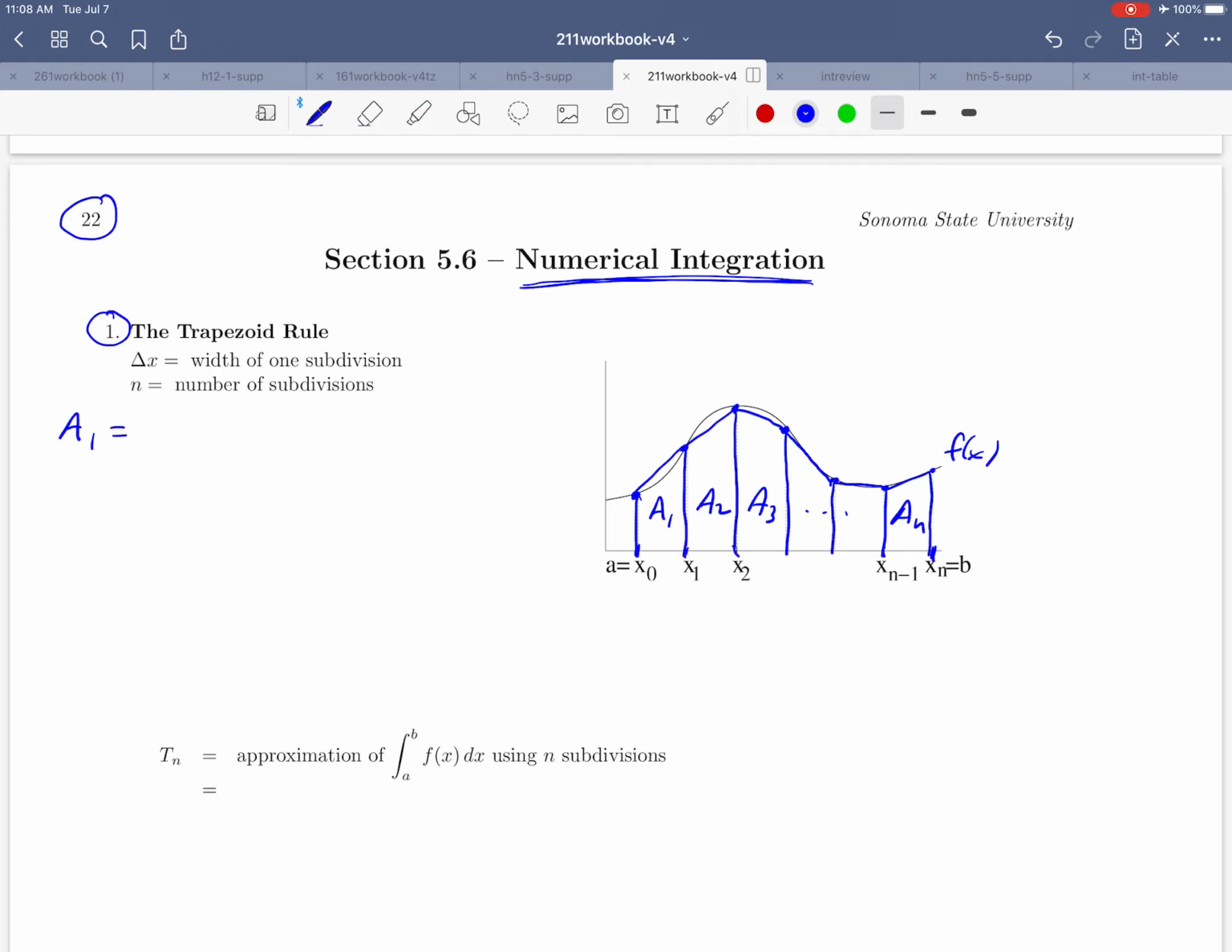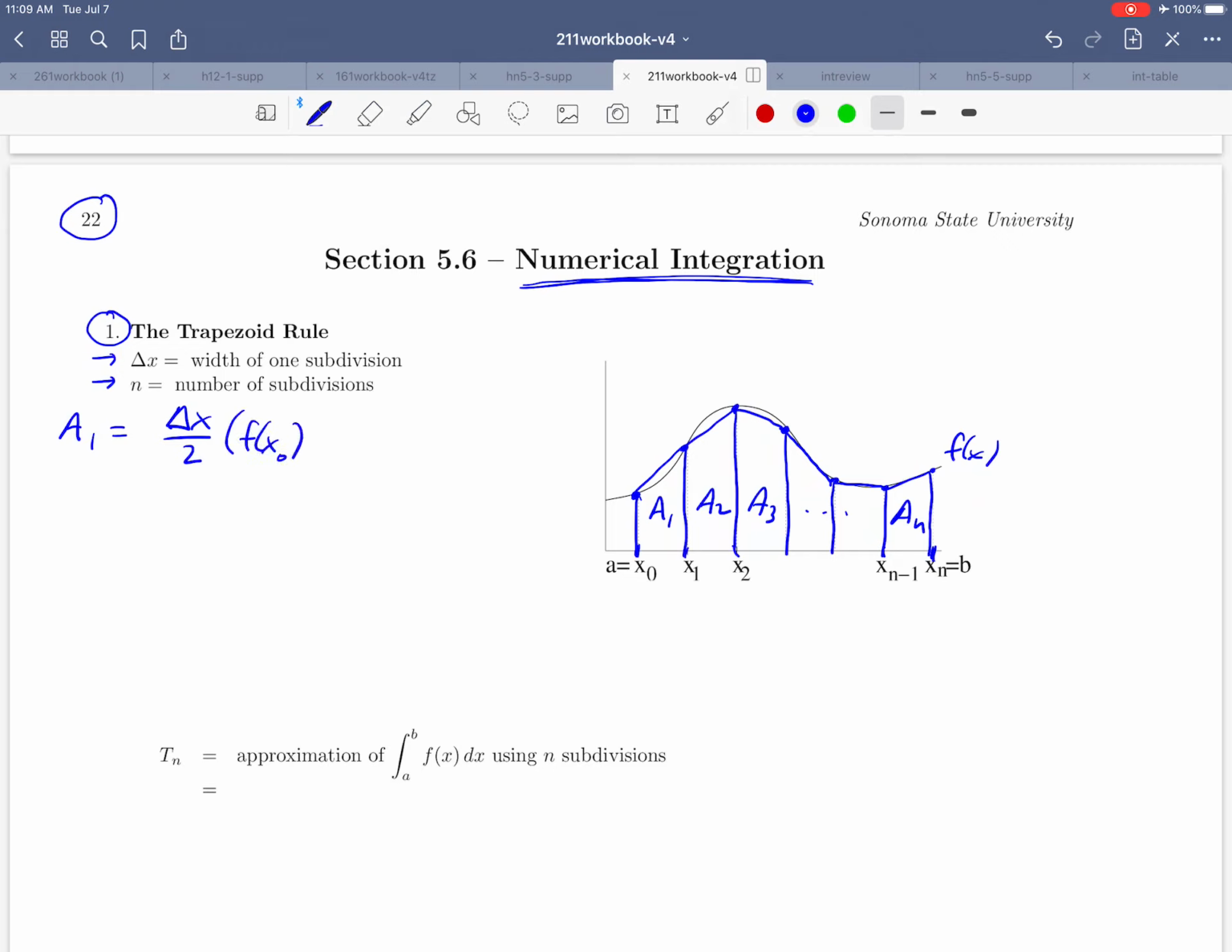It turns out that there are geometric formulas for finding the area of a trapezoid. What we need to do before we can do that is to think about some of the pieces here. So I'm going to let delta x represent the width of one subdivision. That just represents the width of one of our trapezoids. And we'll assume that we've divided our region into n pieces. If you make those two assumptions, you can find the area of the first trapezoid like this.